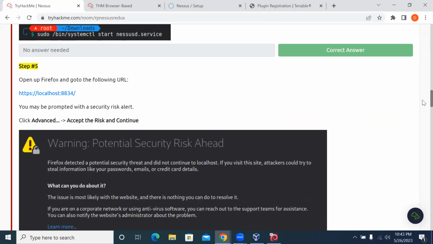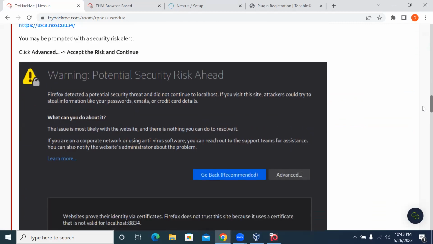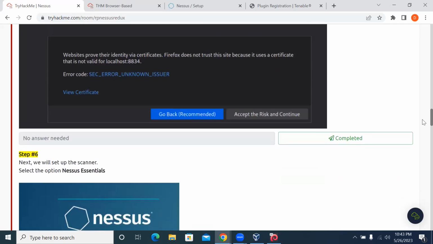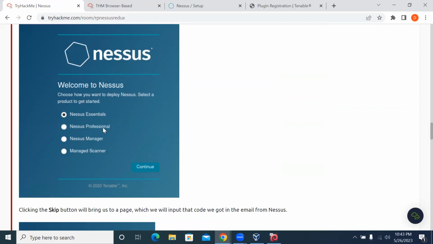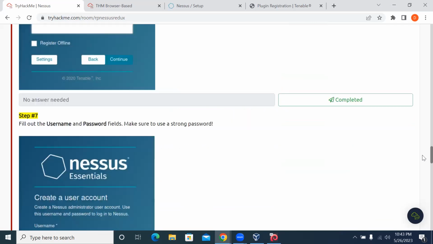Now you may be prompted with a security risk alert. Click advanced and accept the risk, just like I did. That loaded the Nessus for me, and you just do this. Next, we will set up the scanner. Select the Nessus Essential, right? Initially, it was Essential, Professional, but like you saw now, they now have Expert. So you just take your time, go through it, and install it. But it's just the same process. Clicking the skip button will bring you to the page where you put your activation code, right?